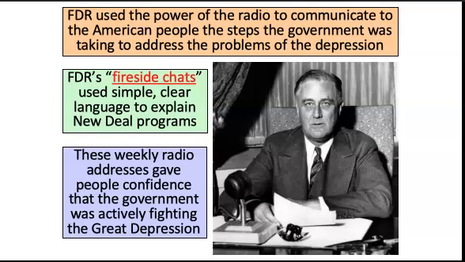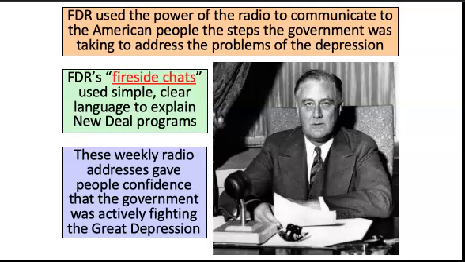It was a weekly radio address, and it gave people confidence that the government was actively fighting the Great Depression. It was called a fireside chat because it was in many ways like he was sitting down with you in your living room talking to you. The way that he worded things was that he was communicating directly to the people.